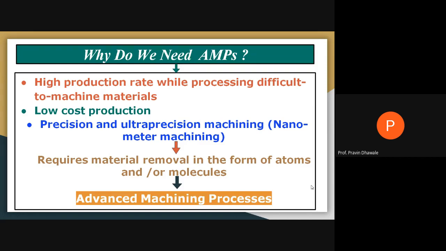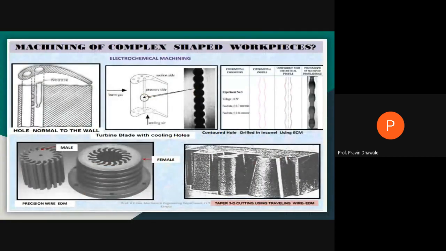We'll see certain examples where we require the advanced manufacturing or machining processes. As we told in the previous slide, when a certain complex shape is to be provided to the workpiece, at that time we go for the advanced manufacturing process or non-conventional process. If you are observing this diagram, turbine blade, right? Turbine blade with the cooling hole. Here, this will be the blade, and this shows the through hole in this turbine blade in order to provide the cooling air.